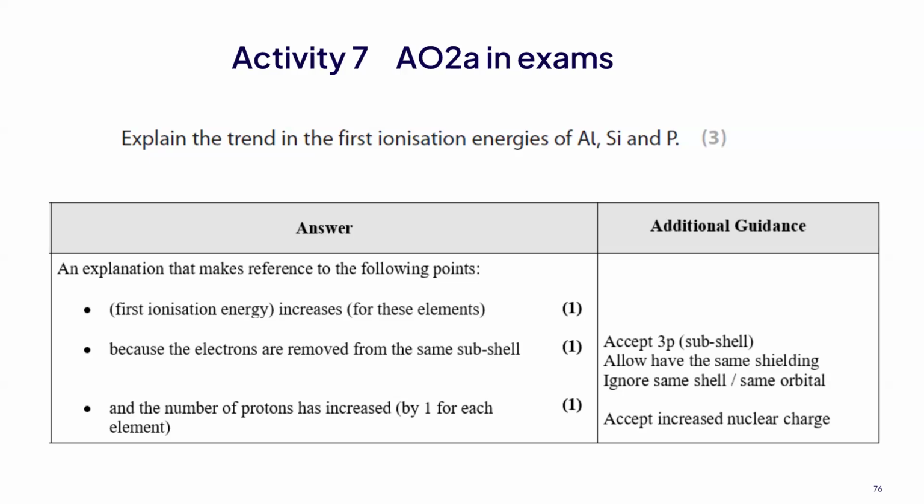Or it increases, because the electrons are removed from the same subshell, second mark, and the number of protons has increased, and by 1 for each element is in brackets. So we would like to see by 1 for each element, but it's not essential. Now notice for second bullet point, you can accept electrons are removed from the 3p subshell, from 3p. You can accept allow they have the same shielding, but ignore same shell or same orbital. It has to be same subshell. Okay, and for bullet point 3, you can accept increased nuclear charge.